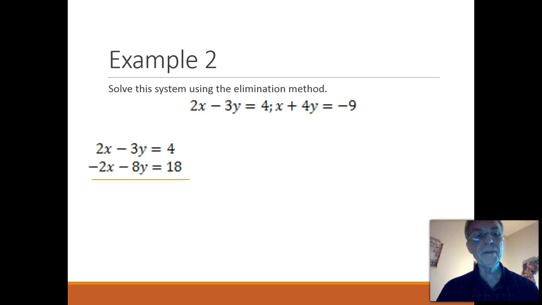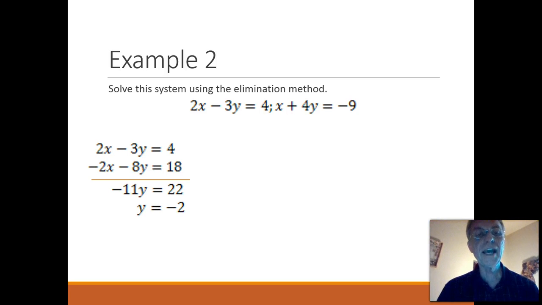So then we line them up. We have -2x minus 8y equals 18 for the second equation. Add those together, down the columns again, the x's disappear. -3y minus 8y gives me -11y. 4 plus 18 is 22. So this is going to give me this particular result, -11y equals 22. Divide both sides by the -11, and y is equal to -2.